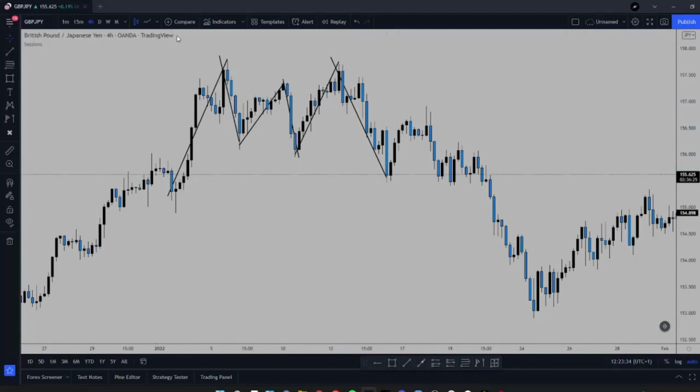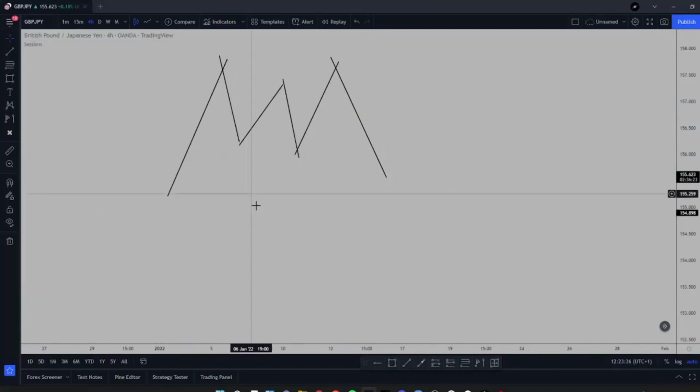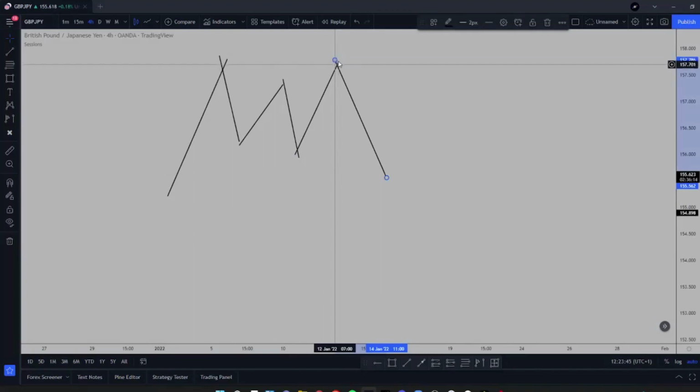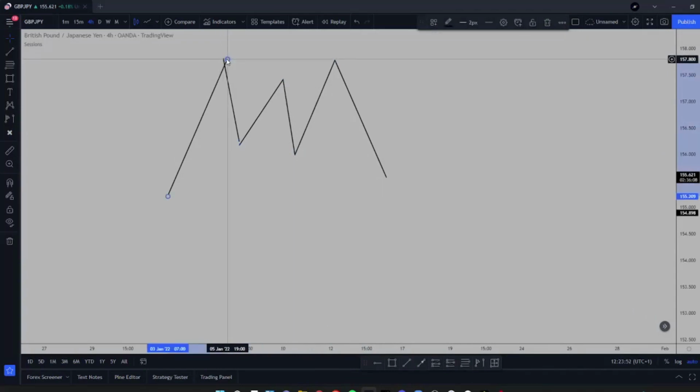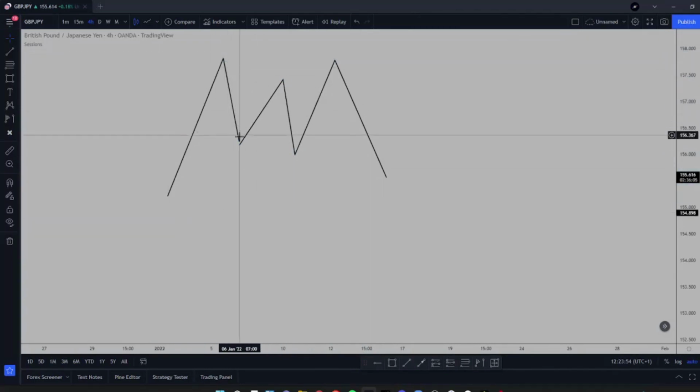Now what we're going to do is remove the candles. What can you see? You can see some swing points, some moves that are happening, you can see the lines. You can see where the market is making a reversal, or a change in direction, whatever you want to call it. But what can you see?